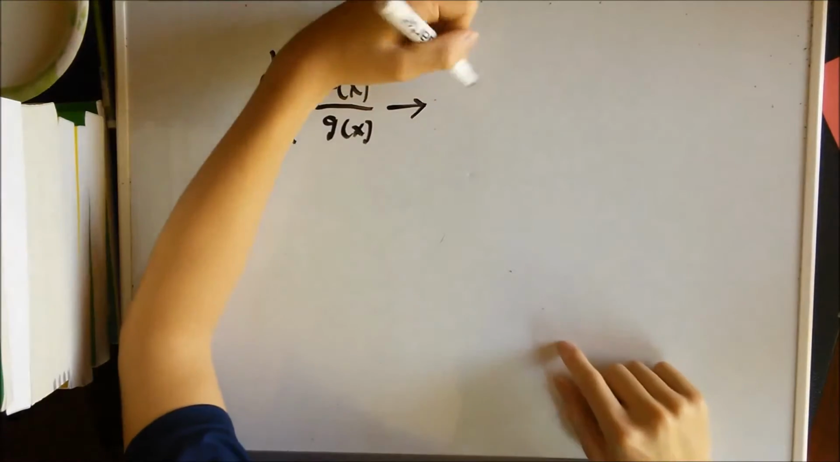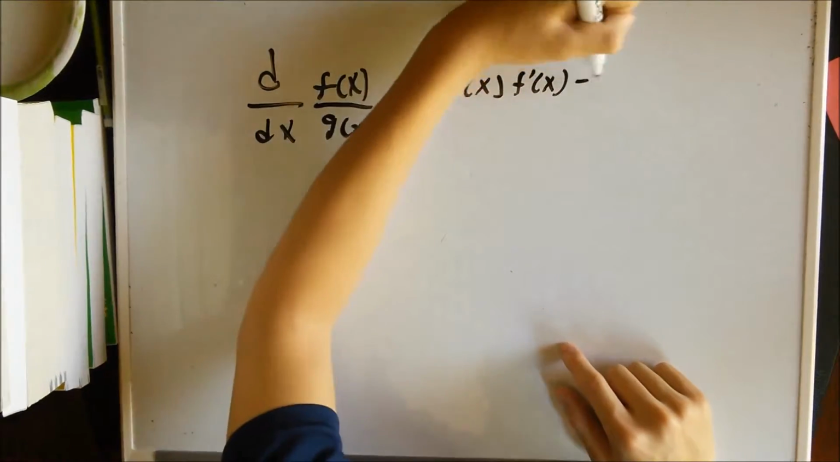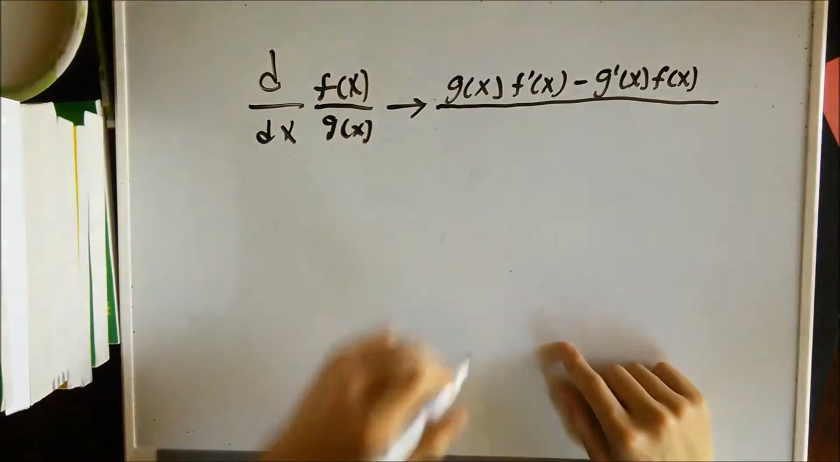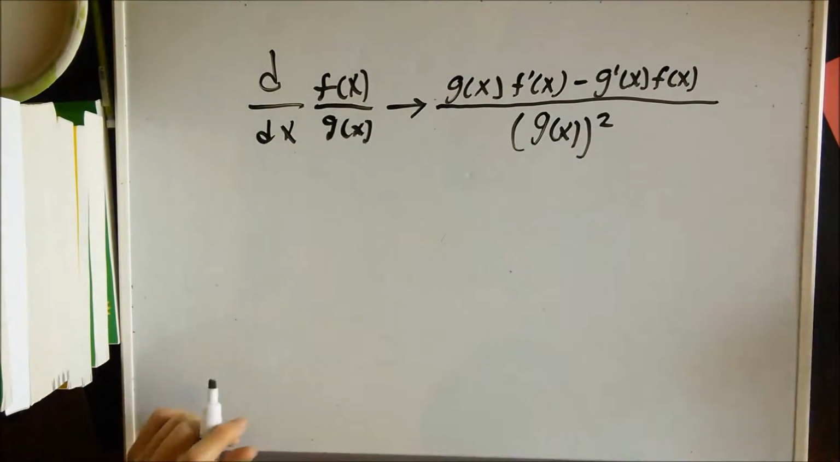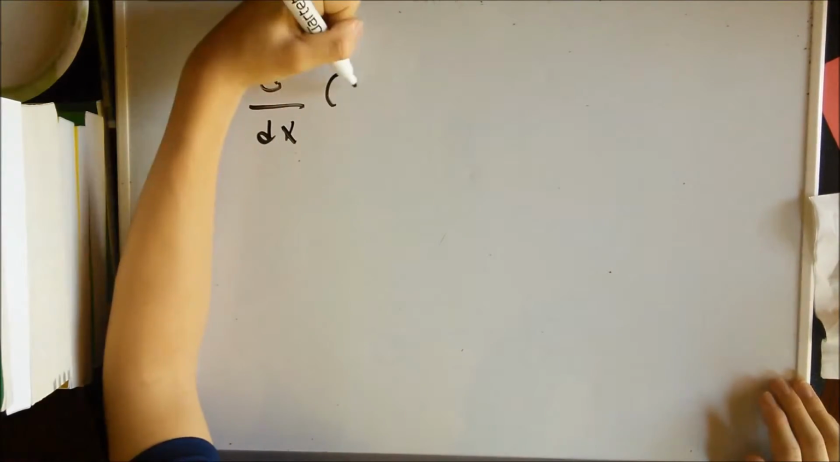Next, we'll be doing quotient rule. So, like I said earlier, quotient rule involves taking the derivative of one function divided by another function. So the general format after you've taken the derivative should be the bottom function times the derivative of the top function minus the derivative of the bottom function times the top function, all divided by the bottom function squared. So let's do an example.